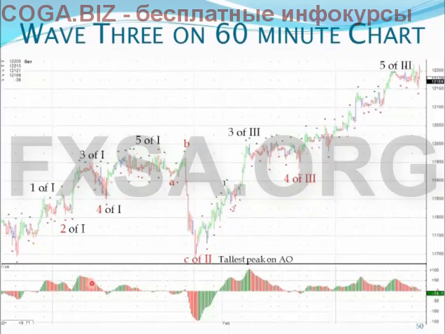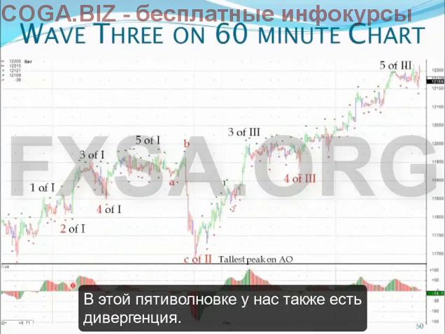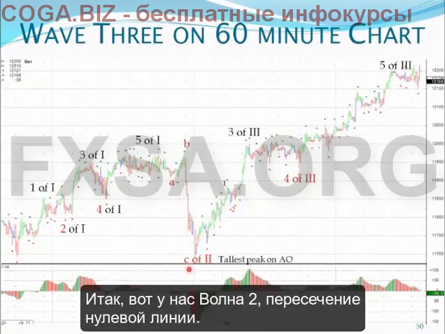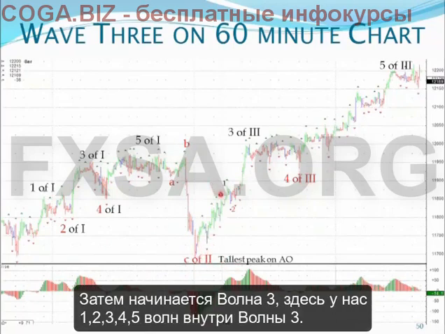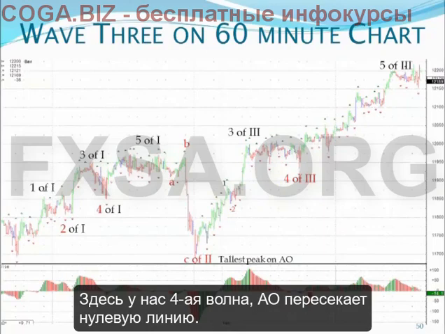Wave 1, we had a 4 cross here within that wave 1 of those 5 waves. We have divergence within here as well, all within the wave 1. Now we have a wave 2, it crosses the 0 line. Then wave 3 begins. We have a 1, 2, 3, 4, 5 of 3 at this point. Here's our tallest peak. We have a 4 here. It crossed the 0 line.